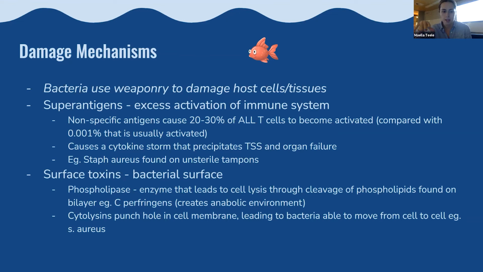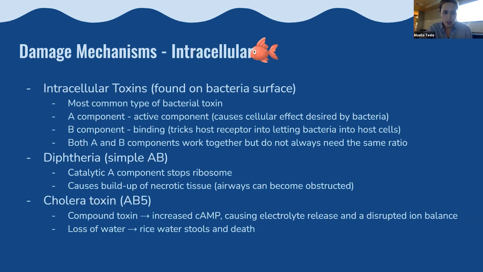All right, next up we have some intracellular methods of damage mechanisms. So one example is your intracellular toxins, which are found on your bacteria surface. You've got two components in these intracellular toxins. You've got your A component, which is the active component, and that causes the cellular effect desired by bacteria. And you've got your B component, which is for binding. So this pretty much just tricks the host receptor into letting the bacteria into the host cells.